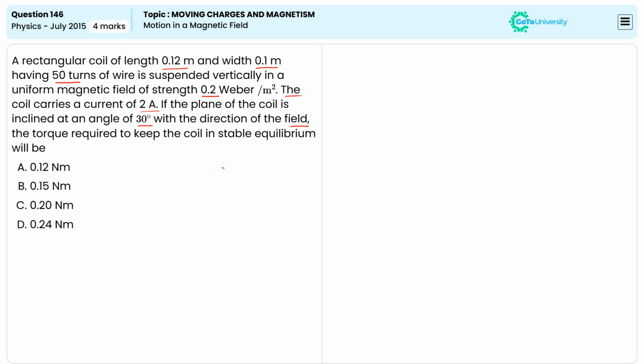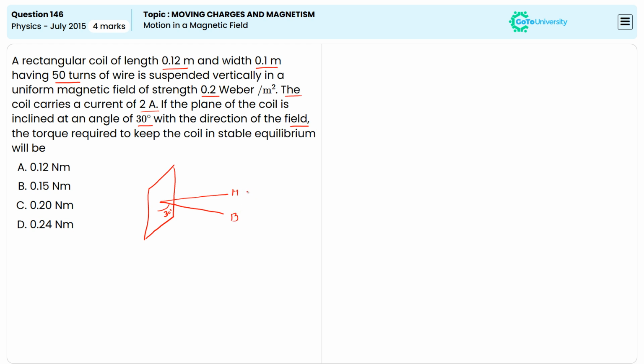Okay, so according to the question, one rectangular coil is there. And here, the plane of the coil is inclined at an angle of 30 degrees to the magnetic field. This angle is 30 degrees. And a magnetic moment is there, always perpendicular to the rectangular coil. This is the magnetic moment and this is the magnetic field.